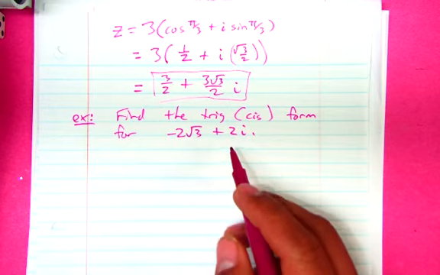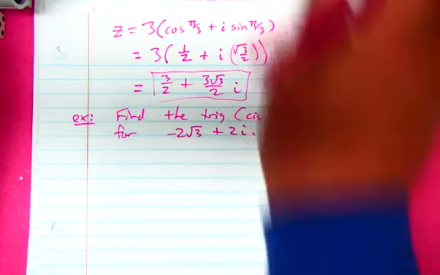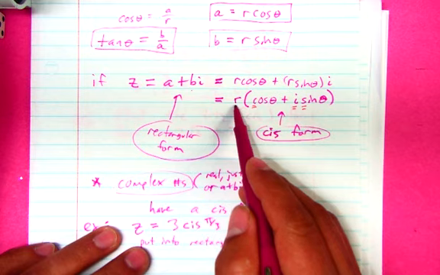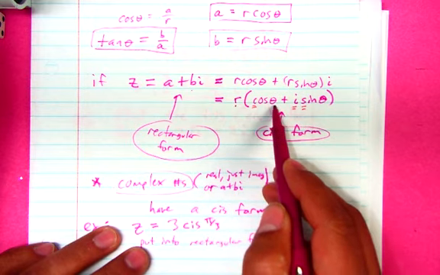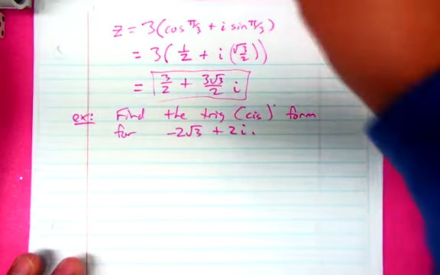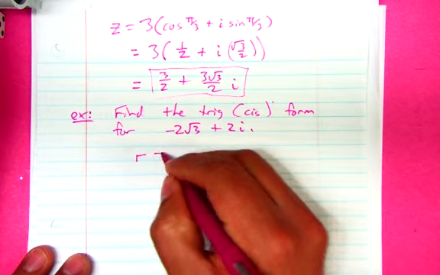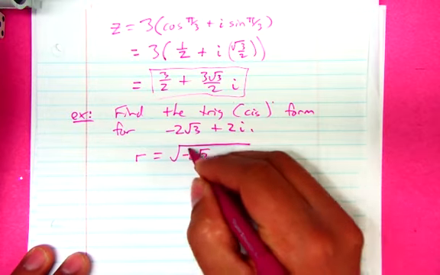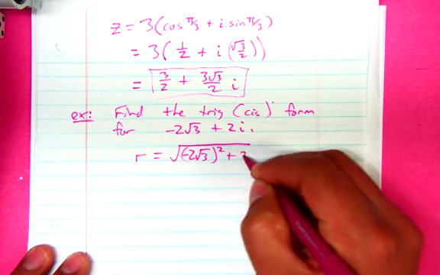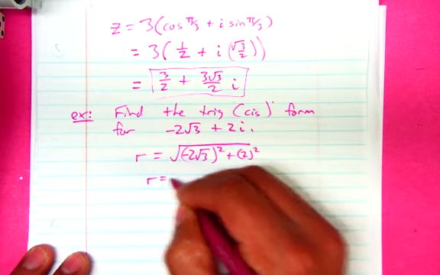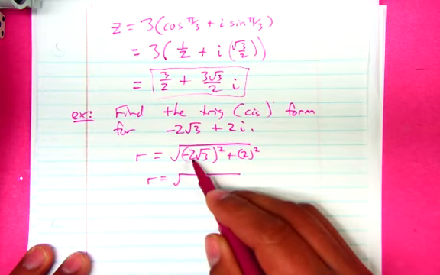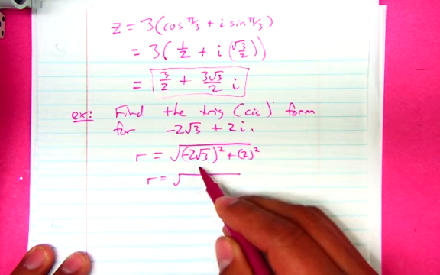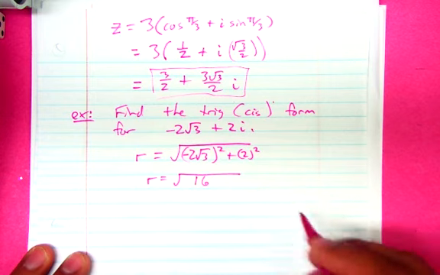To put things in cis form, we need to know r, and we just need to know theta, right? That's it. So let's find r and theta, and we're done. r equals the square root of what? a squared plus b squared. So let's plug it in. r is negative 2 root 3 squared plus 2 squared. So what is this going to be? 4 times 3, 12, plus 4, 16. Square root of 16 is?